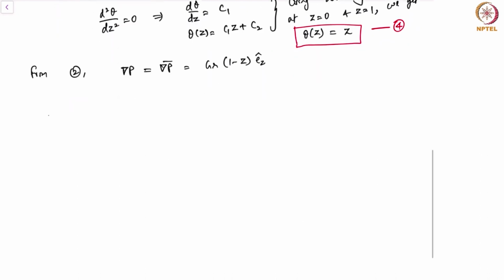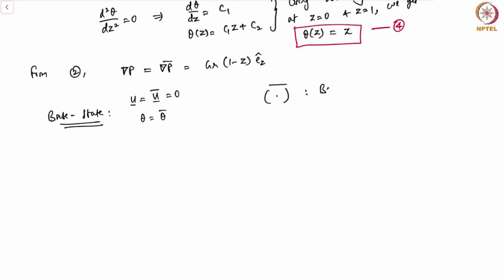So the base state, or the basic state, that we have is u bar is 0, and theta, which is theta bar. The overhead bar indicates it's a base state quantity.